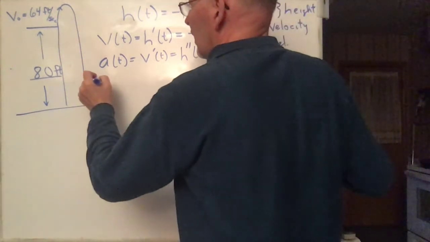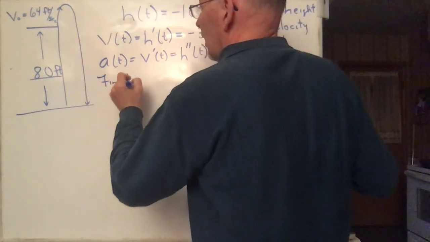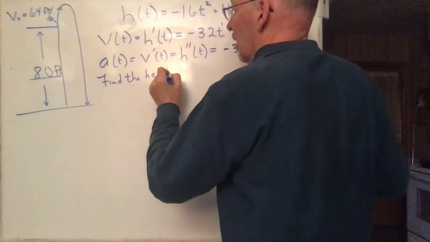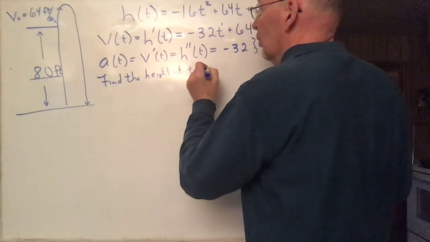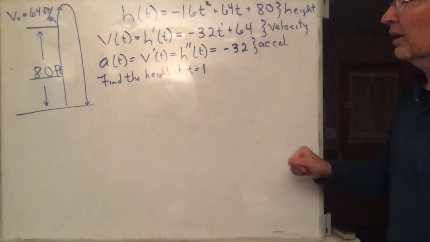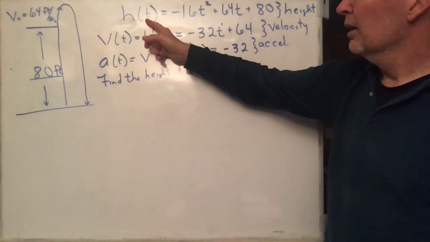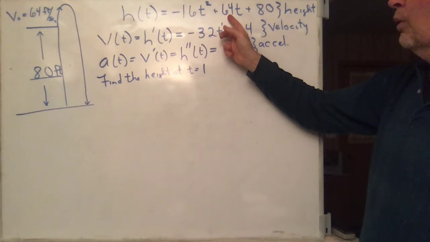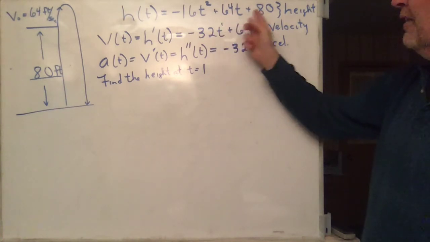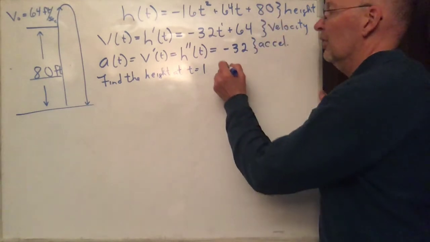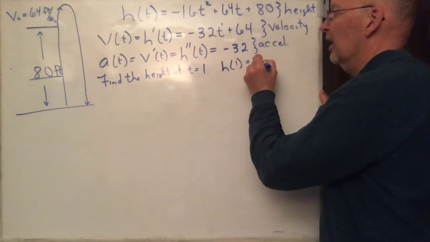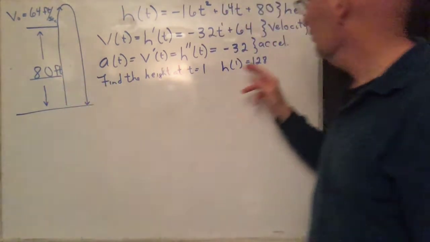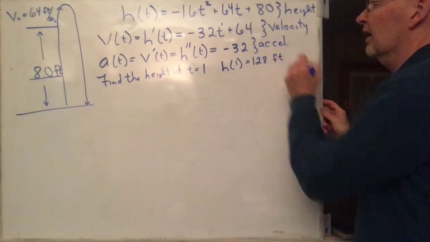So let's say find the height at t equals 1. Okay, let's just go ahead and do it. At t equals 1, you'd put 1 in here for height. You'd get negative 16 plus 64, which is 48, and then plus 80, which is 128. So h of 1 is equal to 128 feet. So after 1 second, it had climbed from 80 to 128 feet. Okay, there's that one.